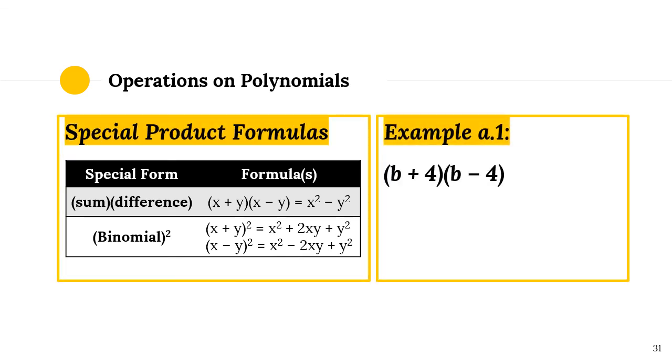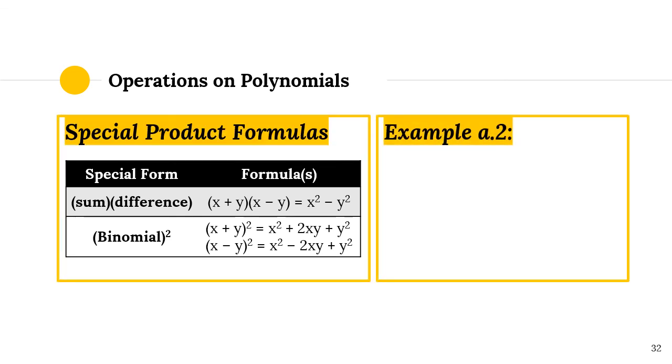Let's have an example here for the sum difference. b plus 4 times b minus 4. So let's decide, do they follow the formula? Your x here is your b, and your y here is your 4. And if we're going to replace x for b and y for 4, it's x plus y, x minus y. So it follows the formula. Automatically, you can say that the product of this is the difference of the squares of both terms. So b squared minus 4 squared, or b squared minus 16.